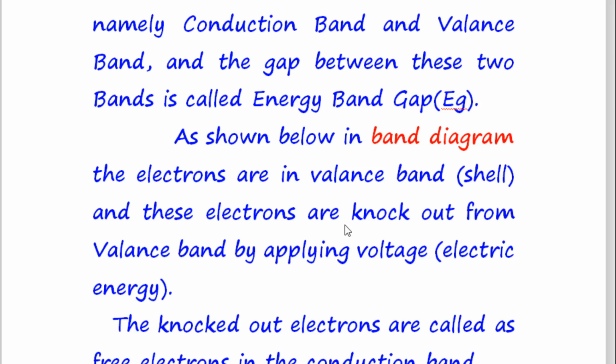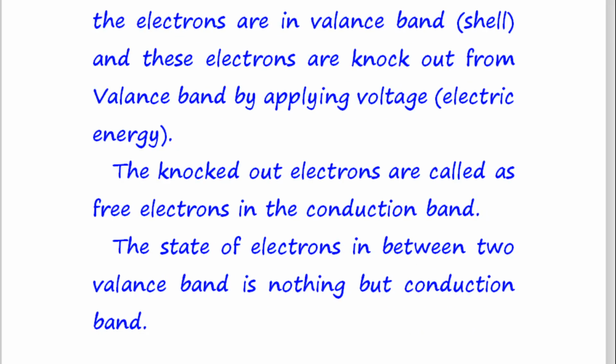Now today we are going to target only valence band electrons, because those electrons can be knocked out easily by applying some external electric voltage, that is called electric energy. The knocked out electrons are called free electrons in the conduction band, because when you knock out the electron from the outermost shell, that is called valence band, they come out, and it is said that electrons are now in the conduction band.